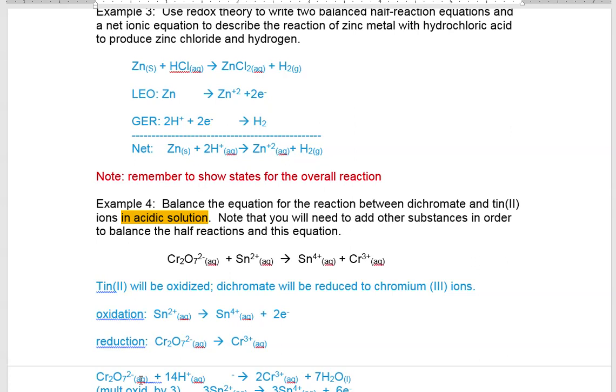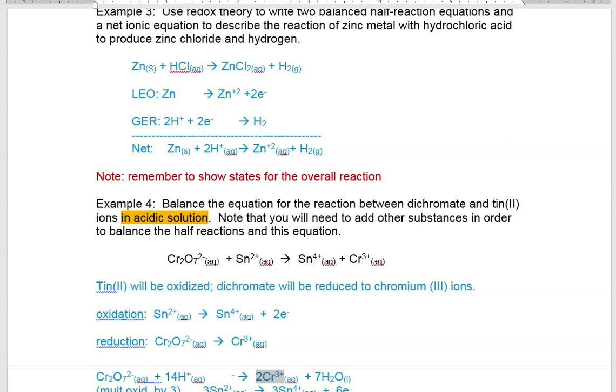So now we've got 2 chromiums, 7 oxygens, 7 oxygens, 14 hydrogen, 14 hydrogen, but our charges don't balance out. If you look at our charges, we have -2 and +14, so a total of +12 on the reactant side. On the product side, we just have 2 times +3, so that's +6. So they differ by 6 electrons. We have to decide where those 6 electrons go.